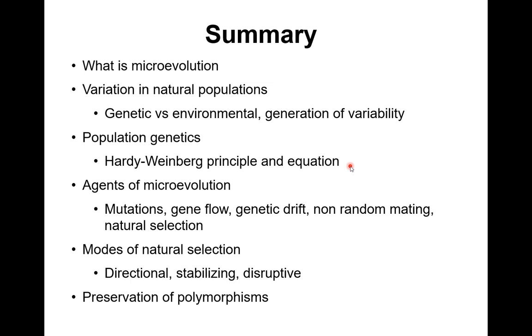And finally, we finished up talking about the mechanisms that are involved in the preservation of several variants in populations, so the preservation of polymorphism in different loci, which is necessary again for any species to survive. Any species needs to have lots of polymorphisms in itself in order to be able to adapt to the ever-changing conditions in the environment.